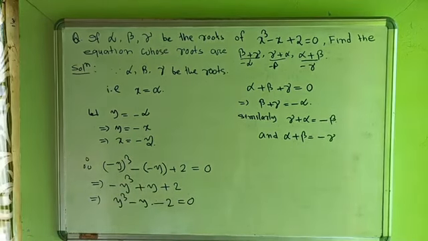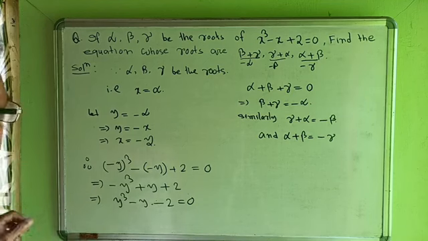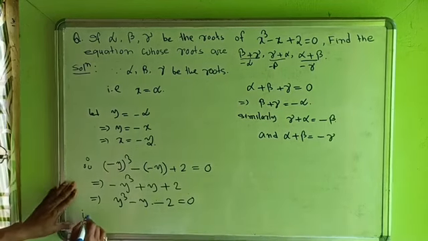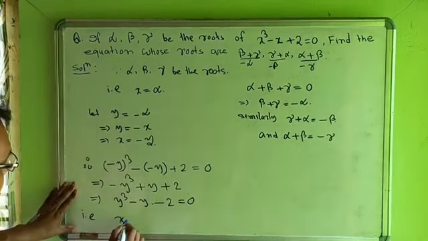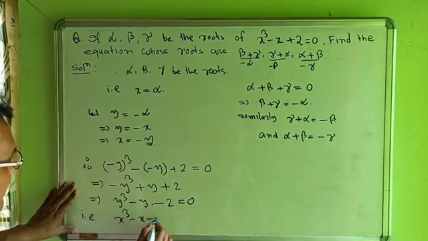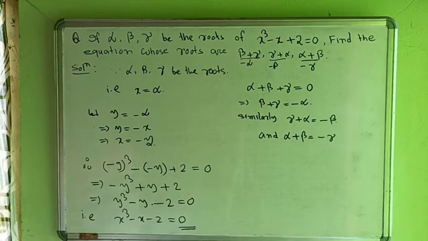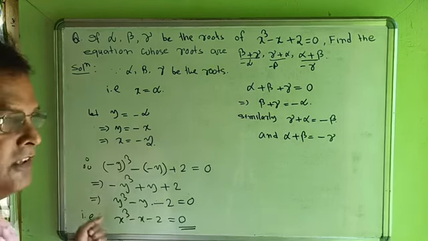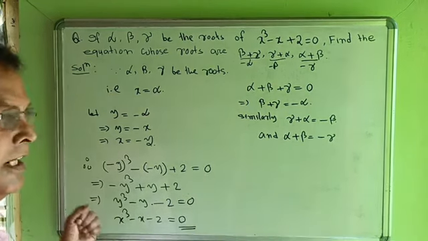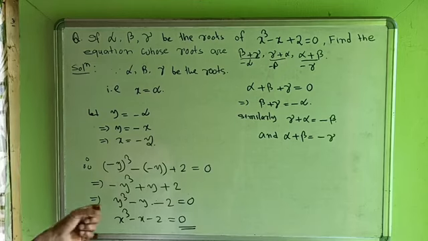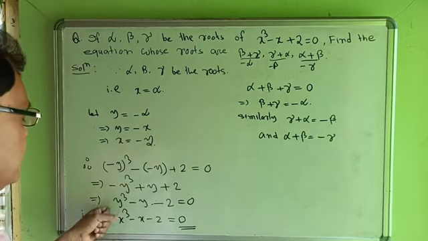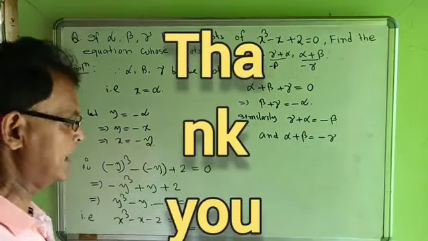Now we change it to an equation in terms of x. That is, we can write x cube minus x minus 2 is equal to 0. That is the result. Here this equation and the given equation are the same, only the variables are different. So we can write this equation in terms of this. This is the answer.